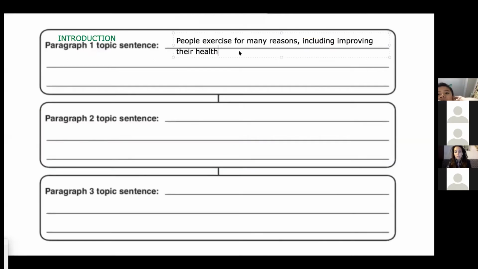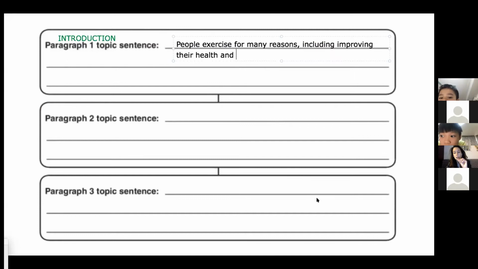Okay, so who will finish: people exercise for many reasons, including improving their health and what else, B? We know we're talking about positive feelings, right? So people exercise for many reasons, including improving their health and feeling how? Good. Good. Okay, so people exercise for many reasons, including improving their health and feeling good.